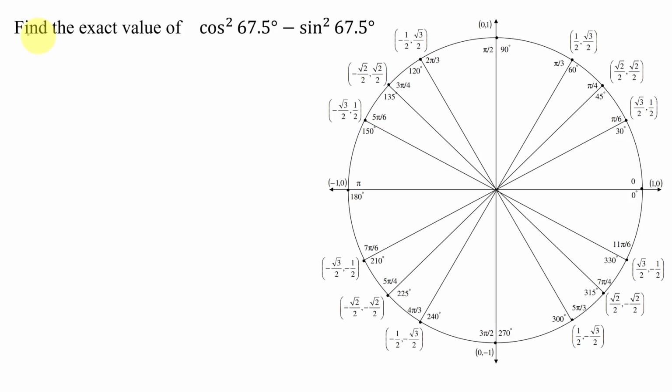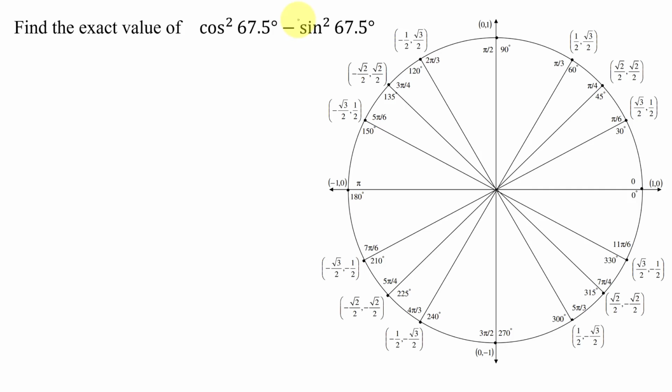In this example, I need to find the exact value of cosine squared 67.5 degrees minus sine squared 67.5 degrees. As the problem says exact value, this means don't use your calculator. I need to use my unit circle over here. But unfortunately, 67.5 degrees is not on my unit circle. So I'm going to have to use my knowledge of identities to rewrite this expression in terms of angles that are on my unit circle.